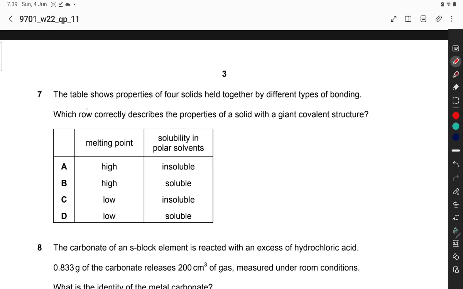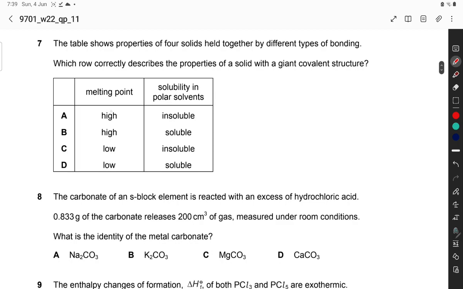The table shows, question number 7, the table shows properties of 4 solids held together by different types of bonding. Which row correctly describes the properties of a solid with a giant covalent structure? Giant covalent structure has high melting point, insoluble in water, so this must be correct. High melting point, soluble. Low melting point and insoluble. So low melting point and soluble, so A option is correct.